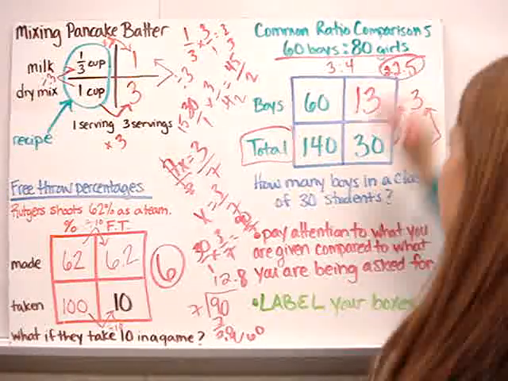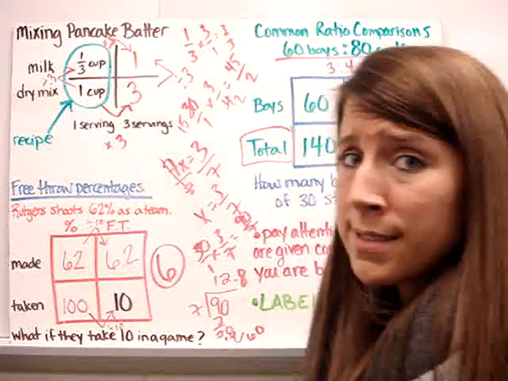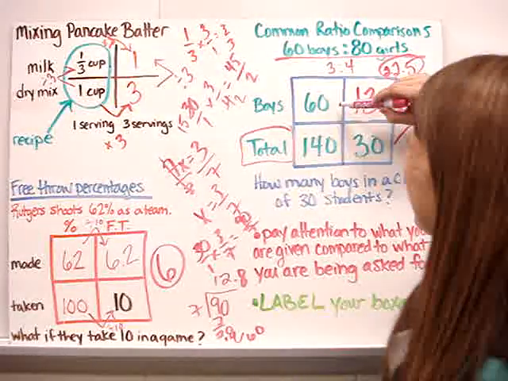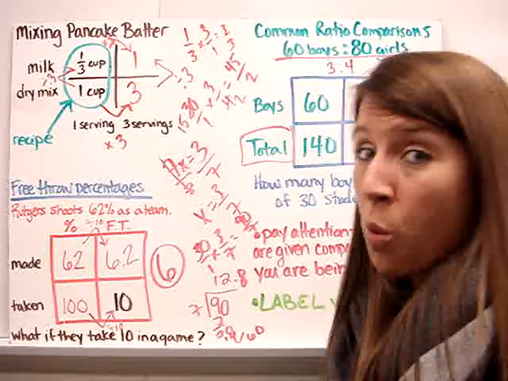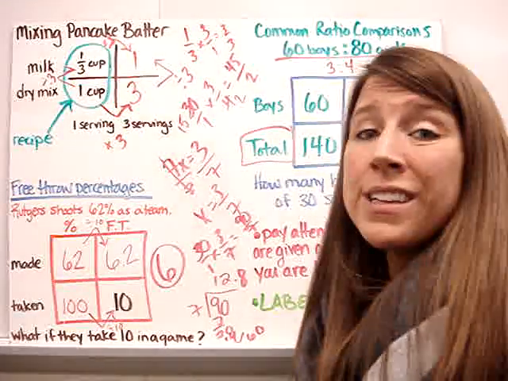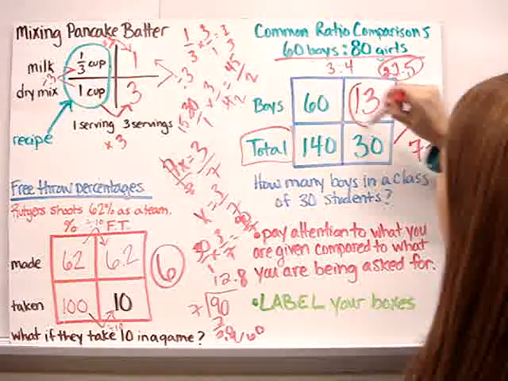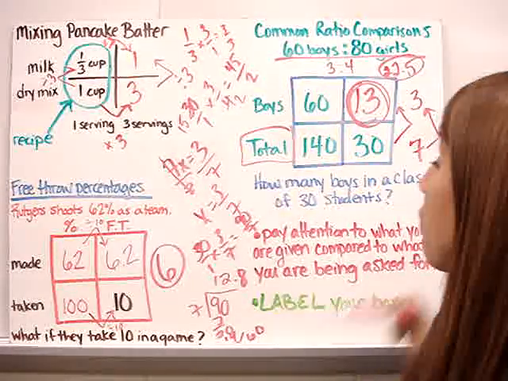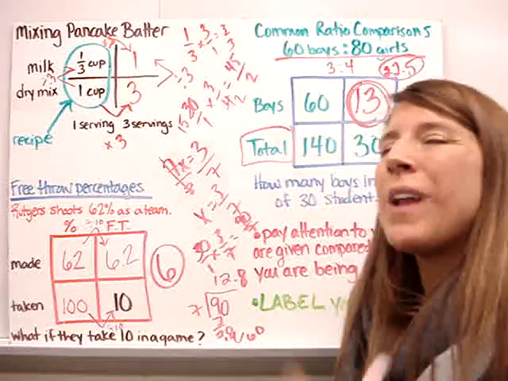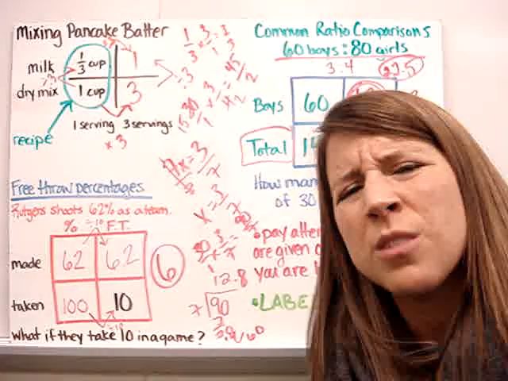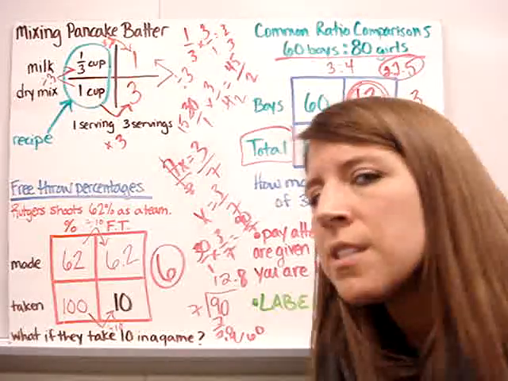When I saw this answer, do you know why it didn't make sense? It's important to note why. Because 60 is less than half of 140. Half of 140 is 70. And so because 60 is less than 70, I know this number has to be less than half of 30. Half of 30 is 15, so it has to be less than 15. When I got 22.5, that's why I sat there and I was like, that doesn't make sense.